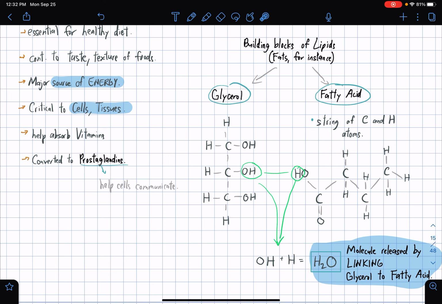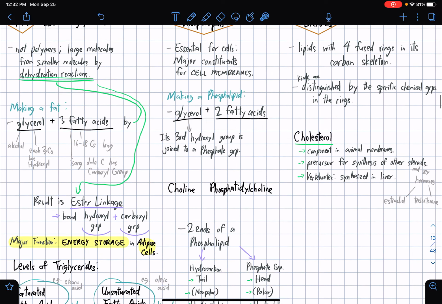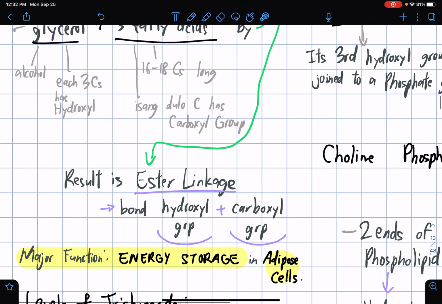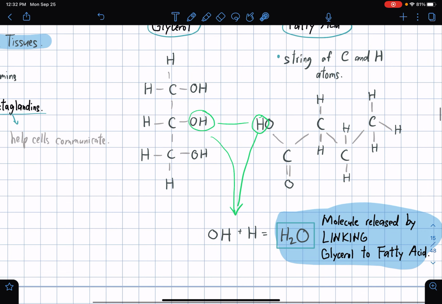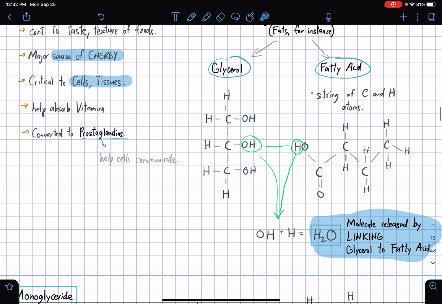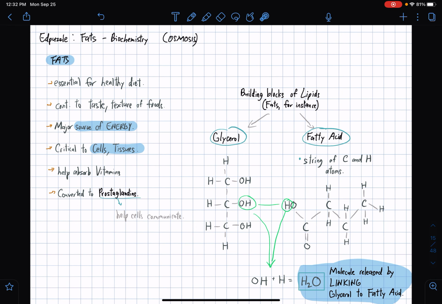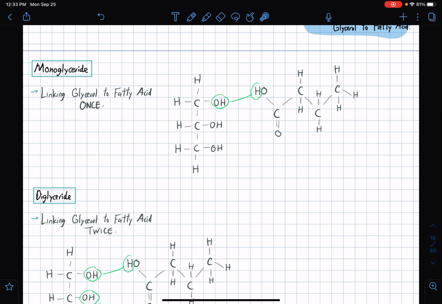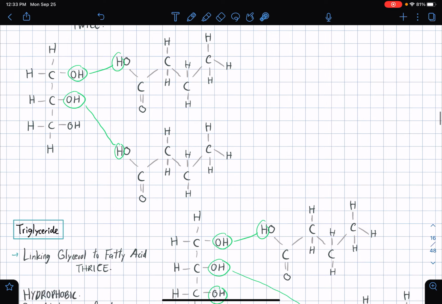So this is basically ester linkage, the result of a hydroxyl group plus a carboxyl group. Water is released. I think a dehydration reaction also applies in the synthesis, in the combination of glycerol and fatty acids, the linking of the two things. So we have a monoglyceride, a diglyceride, and a triglyceride.